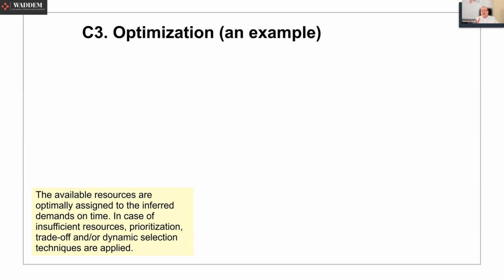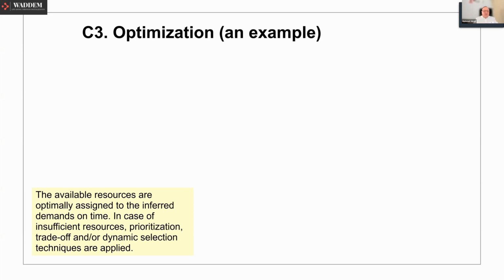In case of insufficient resources, you may apply various strategies like prioritization, like trade-off. For example, you don't allocate 100% of the resources, but 80%. You may also do dynamic selection. Depending on the situation, you may select the best strategy on time, online, or a mixture of these.